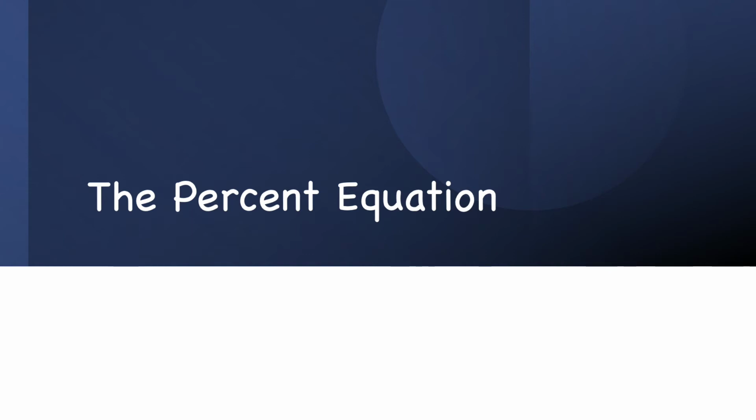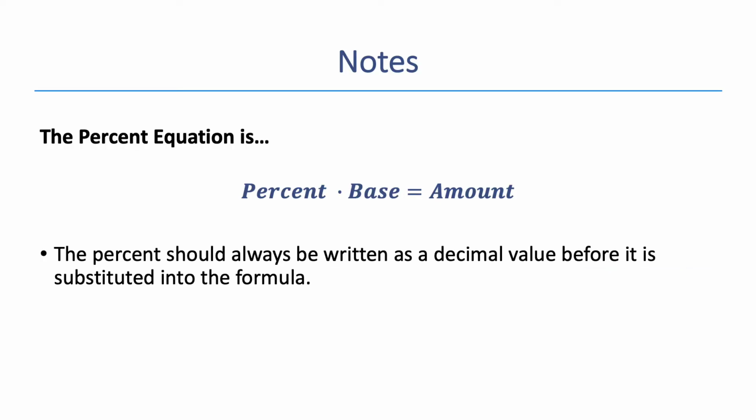The percent equation. The percent equation is given by the formula percent times base equals the amount. Note that the percent should always be written as a decimal value before we substitute it into the formula. We're going to use this formula to find different values of the percent equation. Let's check out some examples.